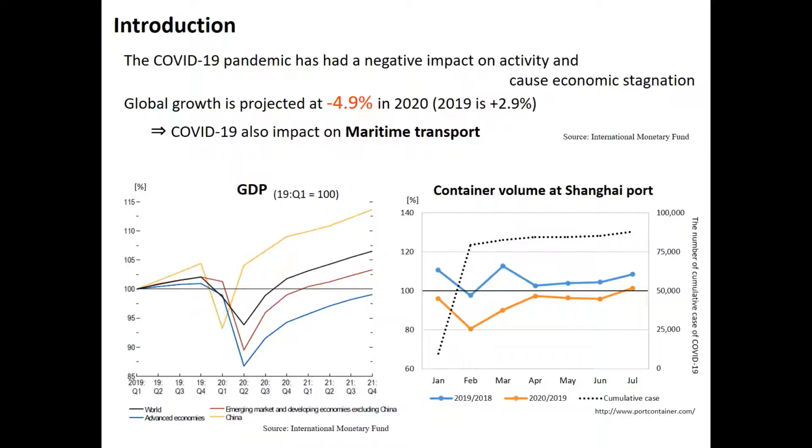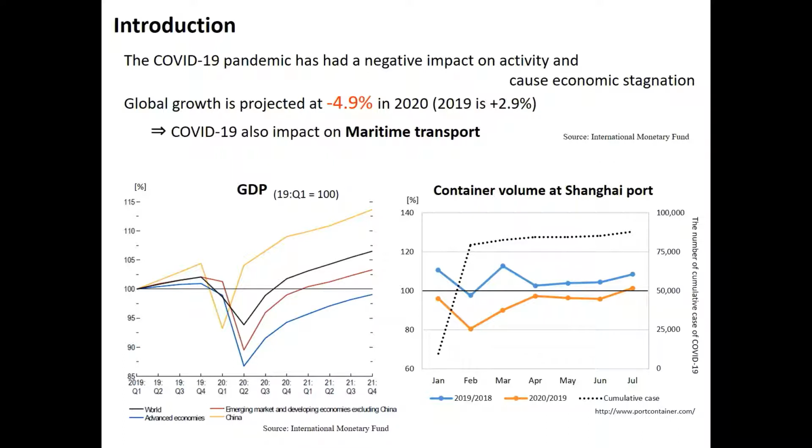The COVID-19 pandemic has had a negative impact on human activity and caused severe economic stagnation. Global growth in 2019 was 2.9%, but the growth rate in 2020 is minus 4.9%. As you can see in the left figure, GDP in the world is also decreasing in 2020. From this fact, we can find the negative impact on the economy.